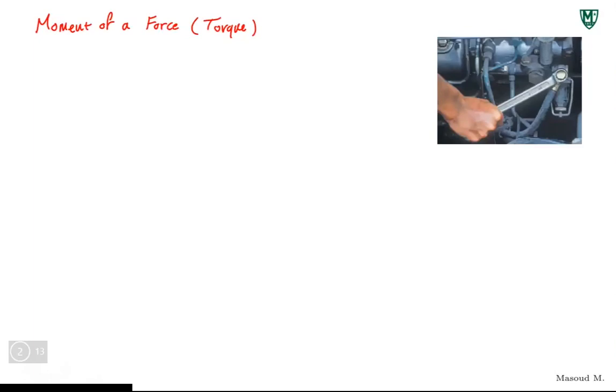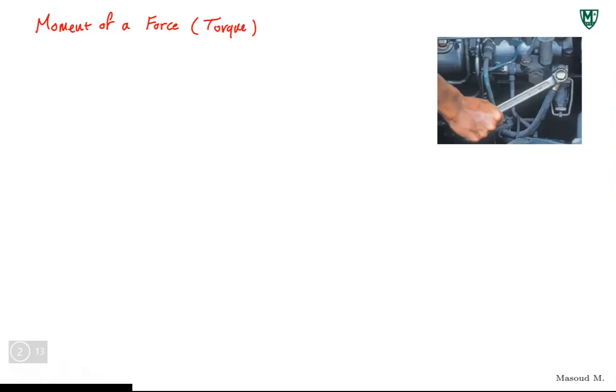So if I want to give you a definition, I actually put a picture of a mechanic trying to tighten a bolt or loosen it, I don't know, depending on which direction he's pulling or pushing it, using a wrench. Right? So moment of a force is pretty much, let's put it this way: when we apply a force to a body, it will produce a tendency. It gives a tendency to that body to rotate about a point.